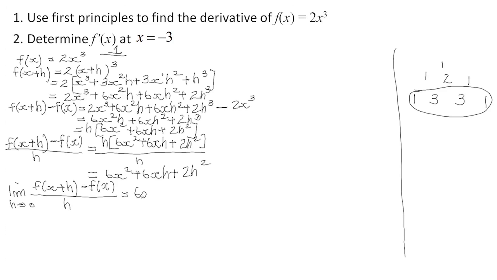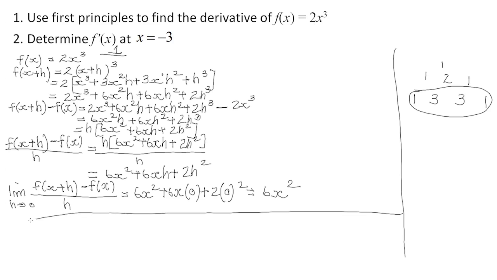6x squared plus 6x, h is substituted by 0, plus 2h is substituted by 0 squared. And you have a lovely final answer of 6x squared, which should be the derivative of that. Let's check. 3 times 2, it's 6. X, 3 minus 1, it's 2. And that is your first answer.